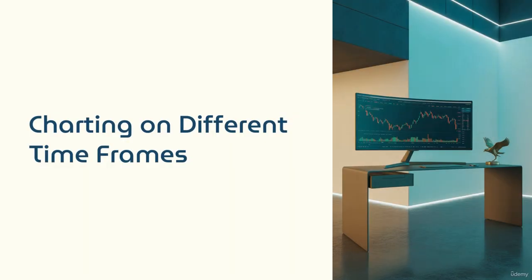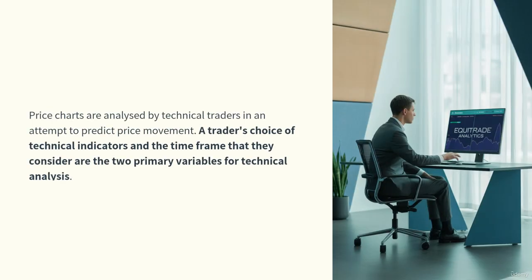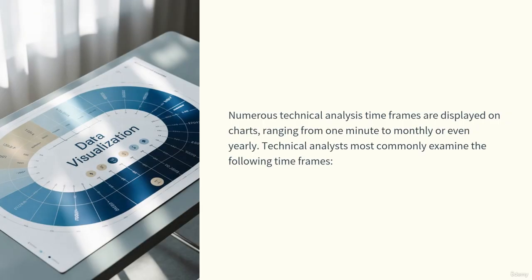Charting on different time frames. Price charts are analyzed by technical traders in an attempt to predict price movement. A trader's choice of technical indicators and the time frame they consider are the two primary variables for technical analysis. Numerous technical analysis time frames are displayed on charts ranging from 1 minute to monthly or even yearly.